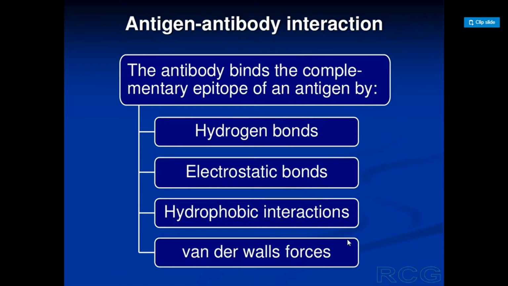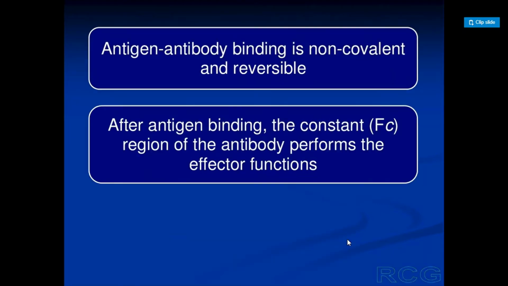And the antigen antibody interaction. How does this antigen antibody interaction take place? The antigen antibody interaction takes place through many bonds such as the hydrogen bond, electrostatic bond, hydrophobic interaction, and van der Waals forces. And this antigen antibody interaction is a non-covalent and reversible interaction.